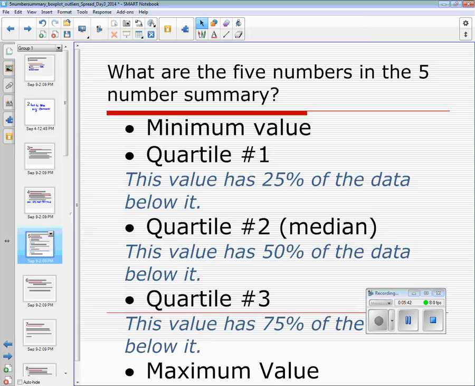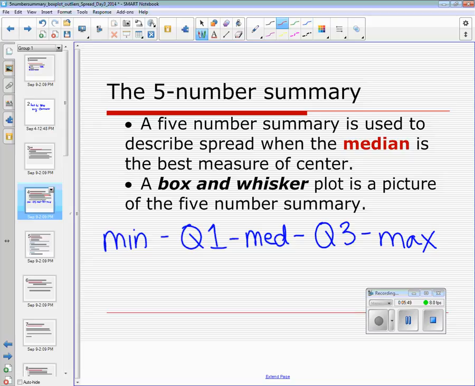With the quartiles, this is kind of important. So rather than write all of this, I might write it this way. Under quartile 1, 25% of the data is below quartile 1. What percentage would be associated with the median? 50. It's the middle, right? So 50% of the data is below the median.